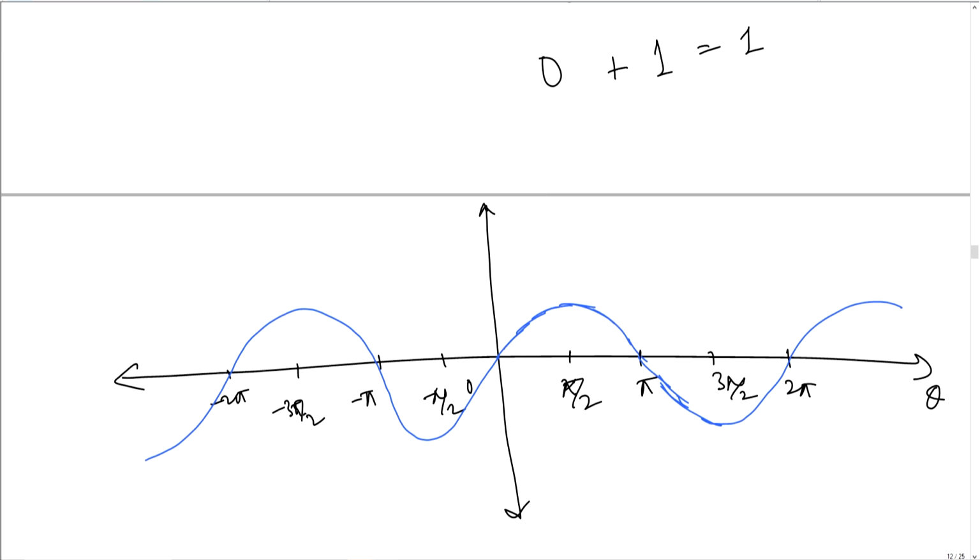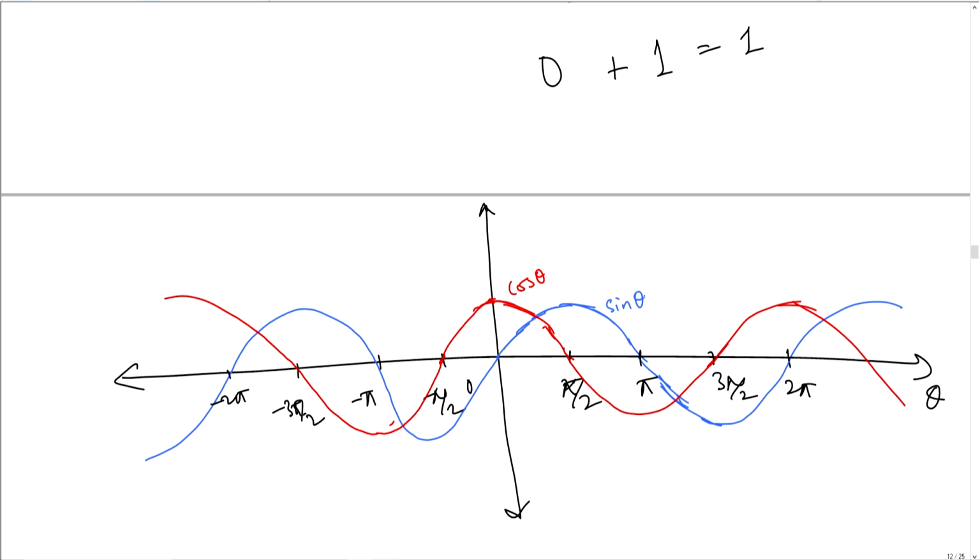Okay, and this is how the graph of the cos function looks like. So, this is cos theta, and the blue one is sine theta. Now, what happens is that sine square theta plus cos square theta has to be 1.